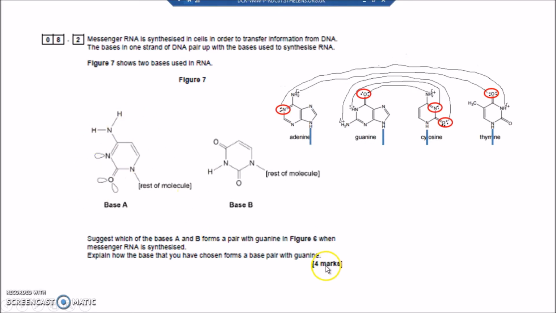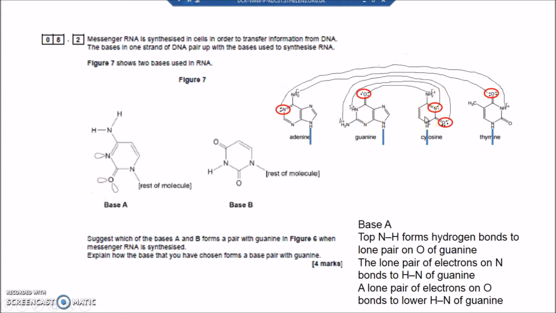It's got to be base A, but for 4 marks, we're going to say that this O with the lone pairs of electrons on top of the guanine is going to bond to the NH2 with a hydrogen bond of base A. We're going to say that the NH with the delta plus on the H of guanine is going to bond to the lone pairs of electrons on the N of base A, and then we're going to say that the delta plus of the NH2 on the guanine is going to bond to the lone pairs of electrons on the O of base A in just the same way as it did with cytosine.